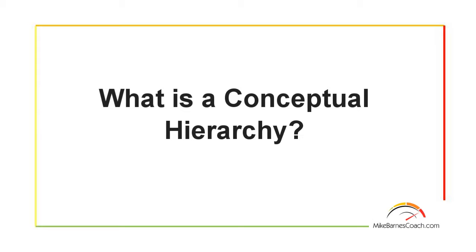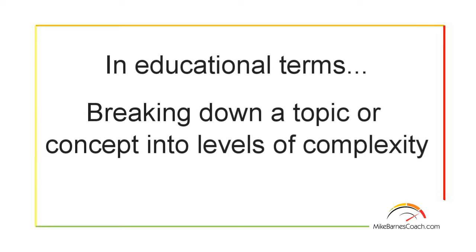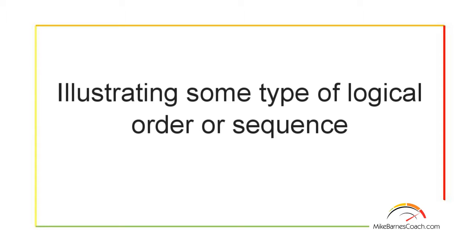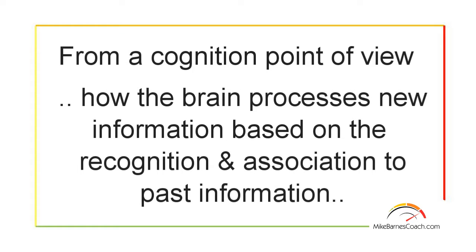So just recapping again, what is a conceptual hierarchy? Well, from an educational term, it's the breaking down of the topic or a concept into levels of complexity with some type of logical order or sequence to it. From a brain processing point of view or from a cognition point of view, it's about how the brain processes the new information based on the recognition and association of past information.